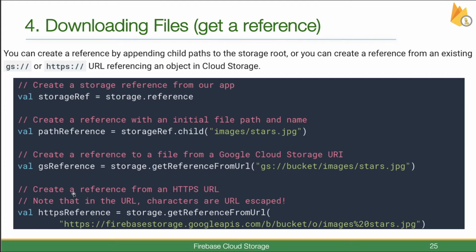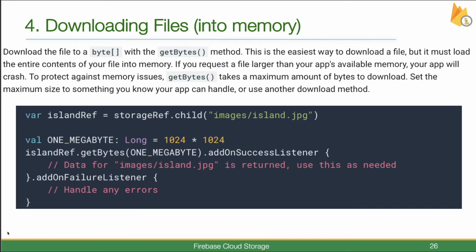Okay. So once you've got your reference, how do you download it? A couple of ways to do it. In this case, and we use this ourselves as well, we can download the file to a byte array with the getBytes method. This is the easiest way to download a file, hence that's the way we're going to do it, but it must load the entire contents of your file into memory.